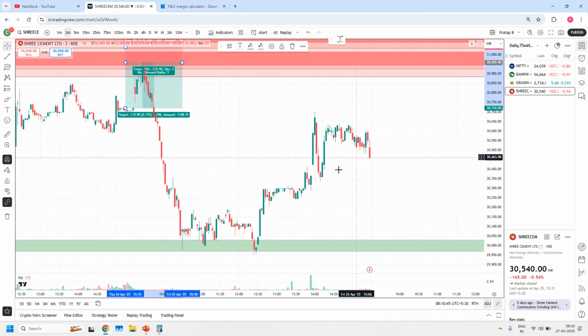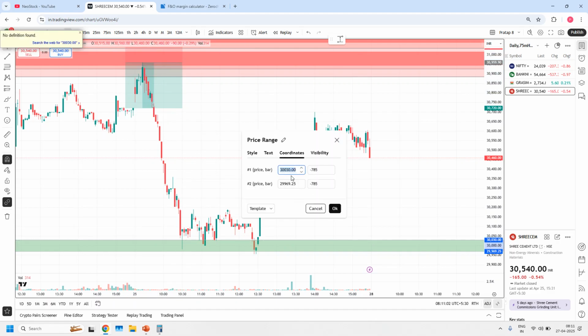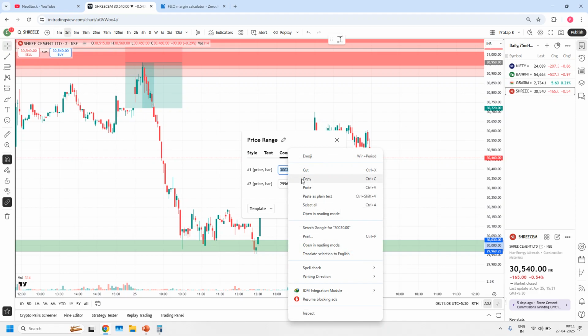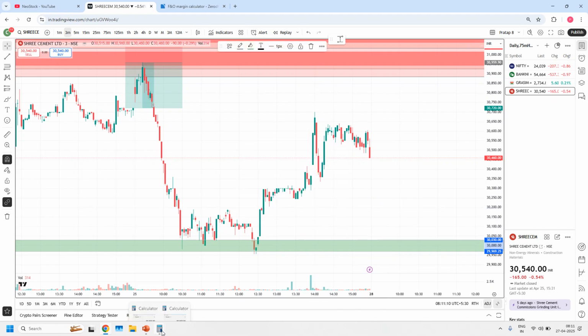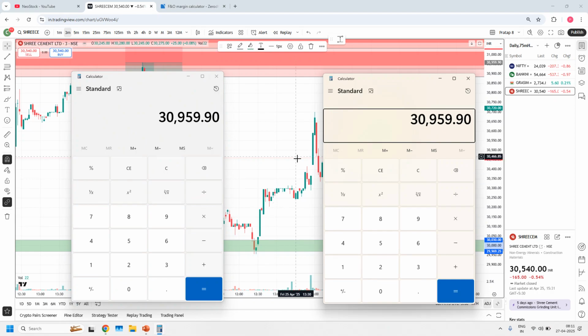Next, where are you going to sell? In this zone. This is your target zone. How we identified this target zone, I will explain once we get into trailing stop. But for the timing calculations part, you accept this is our target zone. So at the target zone, what level do you exit? 30,030 rupees. So I am copying this value and pasting it in both windows. So far there is no difference.